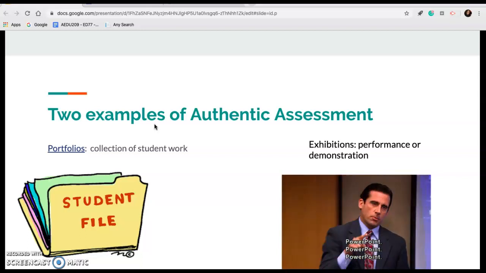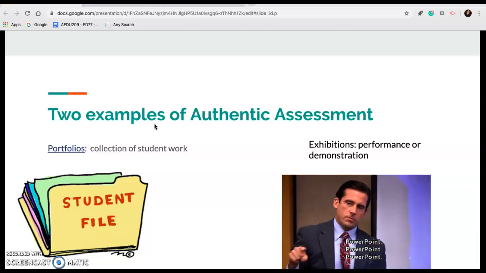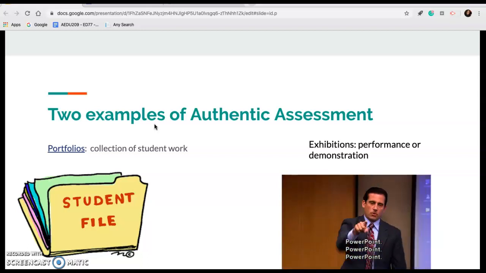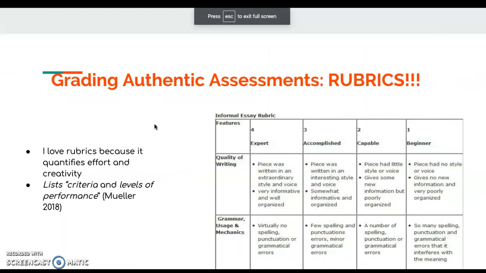So far, we have discussed authentic assessment and what they are. Now I'm going to talk about how we would grade this assessment. We grade authentic assessments by using rubrics. I absolutely love rubrics because it quantifies effort and creativity, and that's something that's not as easily graded. So we put a number onto certain criteria and levels of performance.